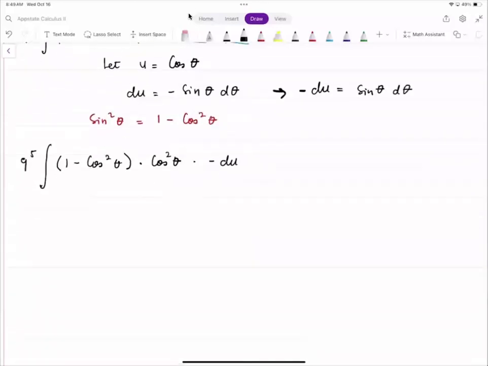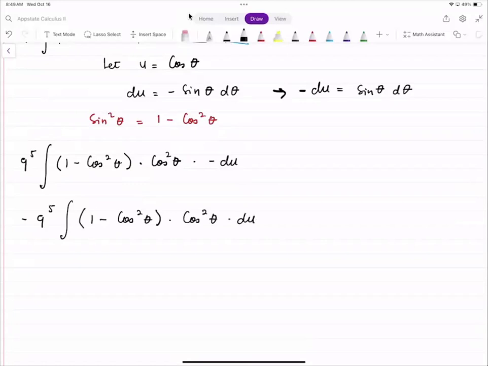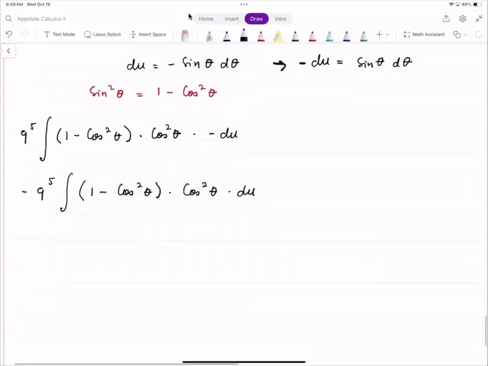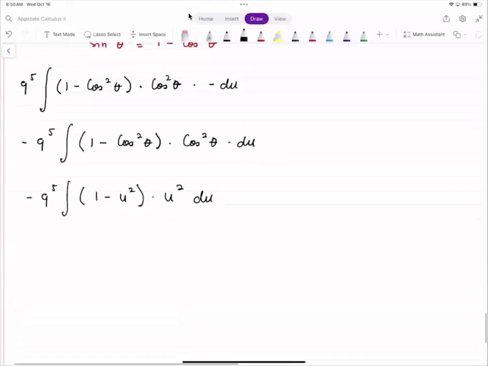And so it gives us minus 9 to the power 5 integral of 1 minus cos squared theta times cos squared theta times du. Remember, we said u to be cos theta, and so this gives you minus 9 to the power 5 integral of 1 minus u squared times u squared du.